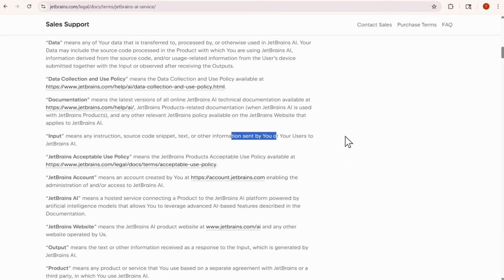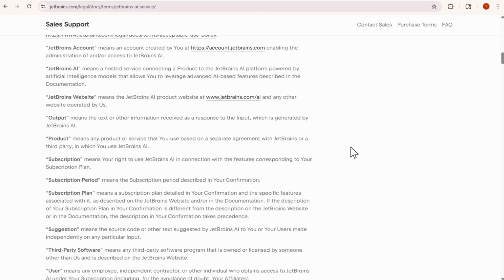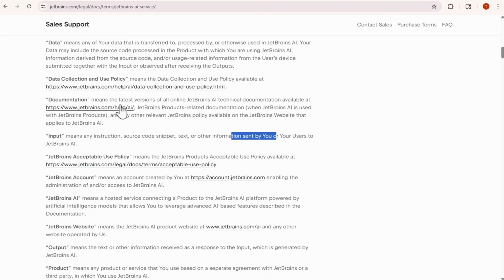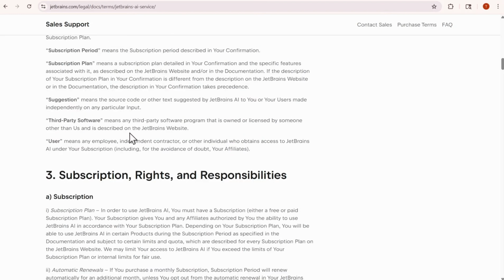Now, I know that was a really long explanation, but essentially, your privacy practices are influenced by your third party or service provider's privacy practices. You need to make sure that you are engaging with the correct service provider, and you are able to be privy to that by looking at their documentation. "User means any employee, independent contractor, or other individual who obtains access to the JetBrains AI under your subscription." So taking a look at the service that they're going to be providing you will influence the terms of service.